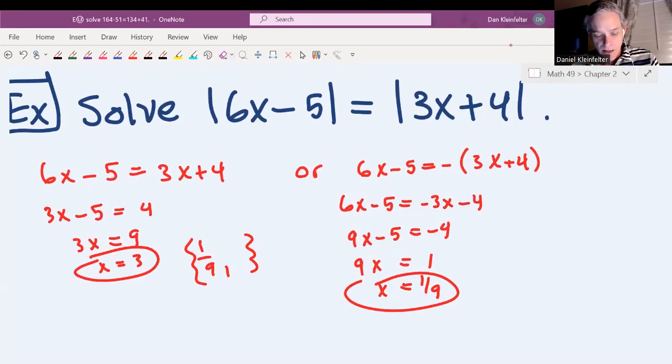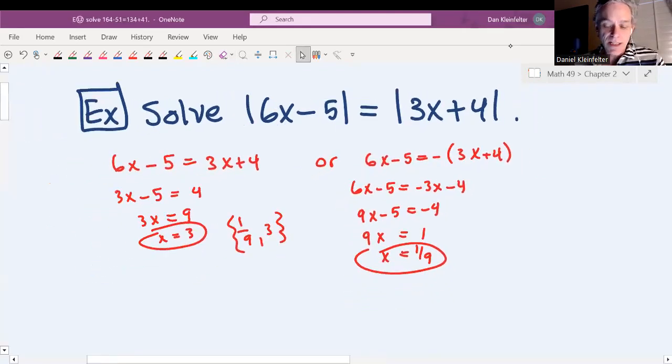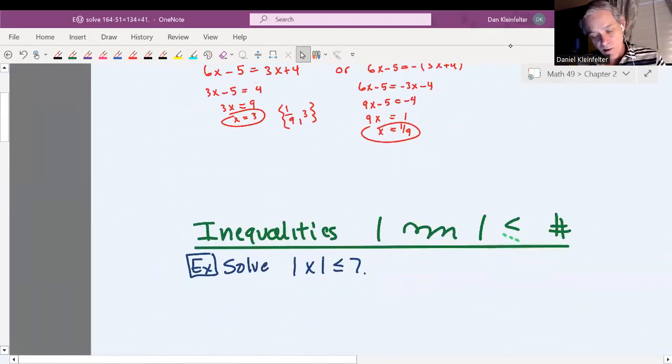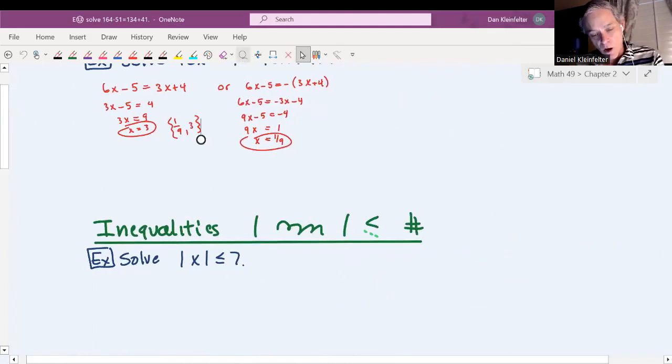Okay, and that'll do that. All right, that takes care of our look at equations. Next up, we want to look at inequalities. As with equations, inequalities come in two types also.